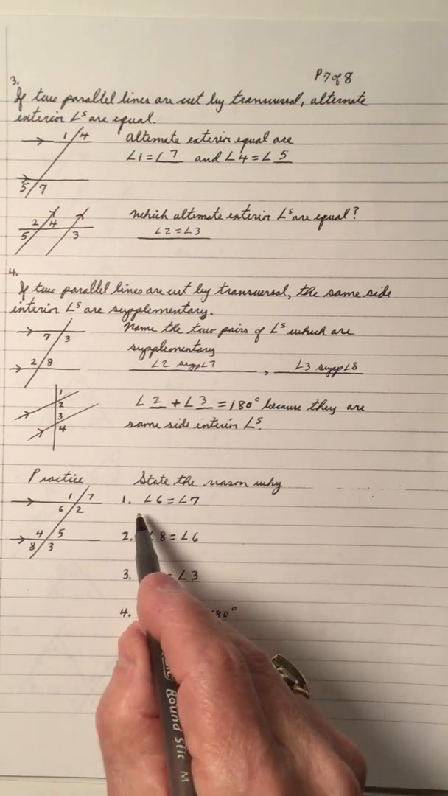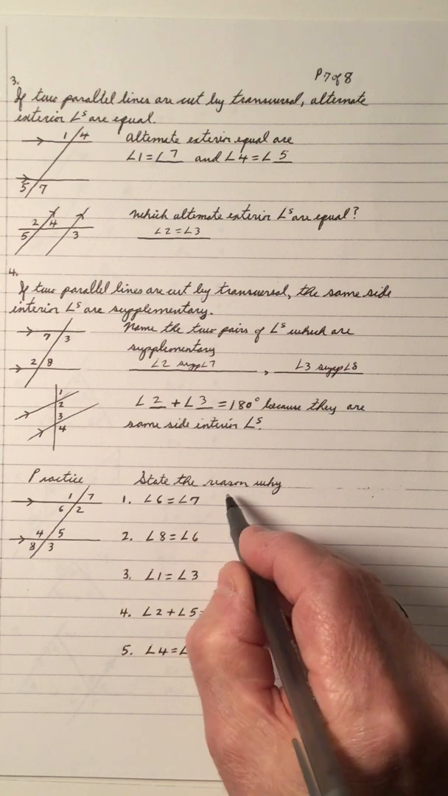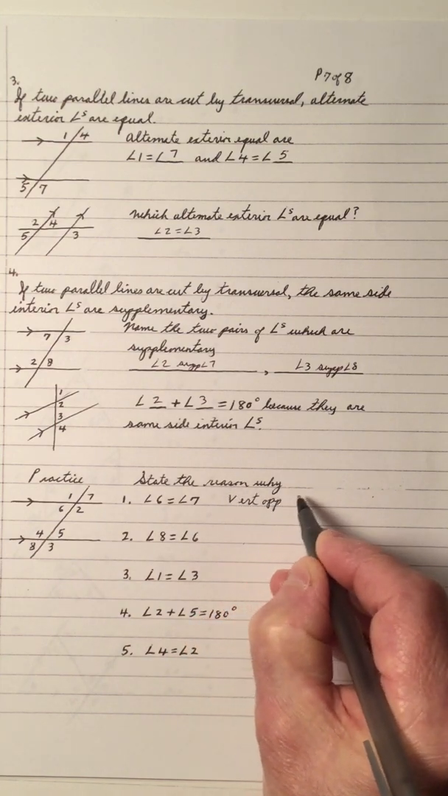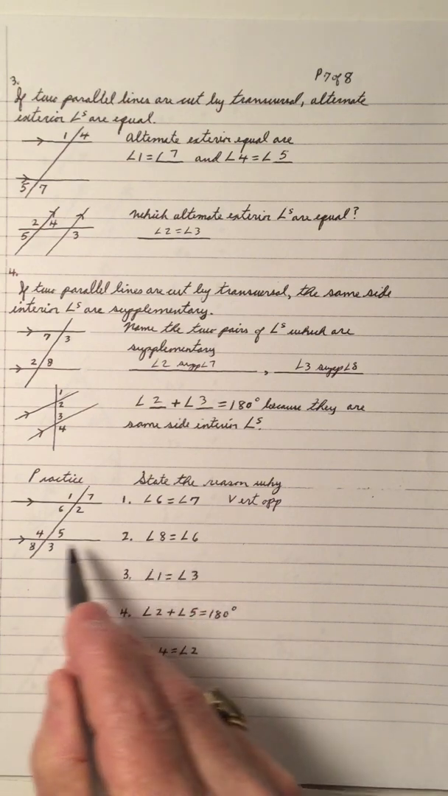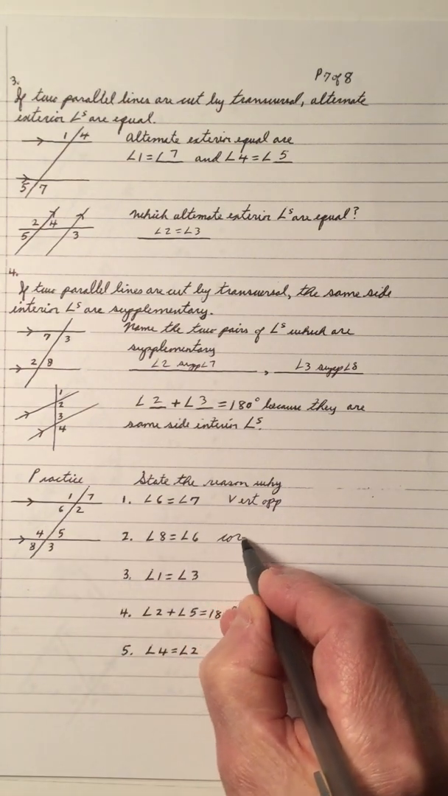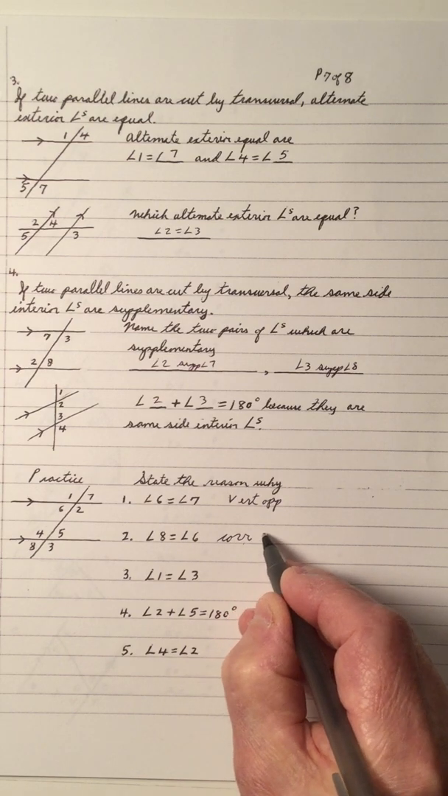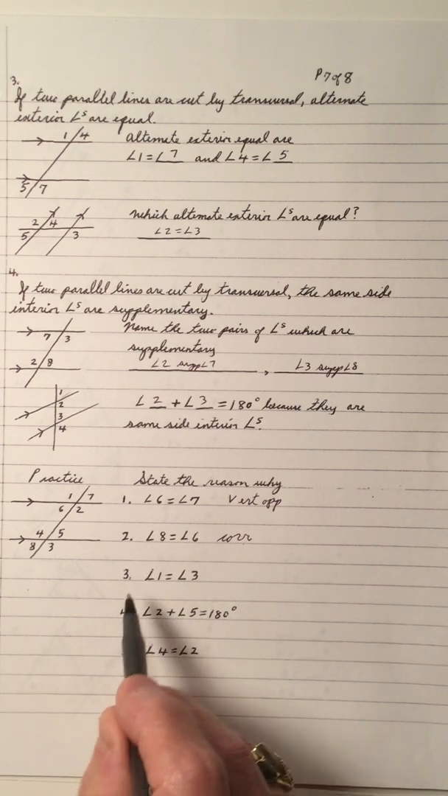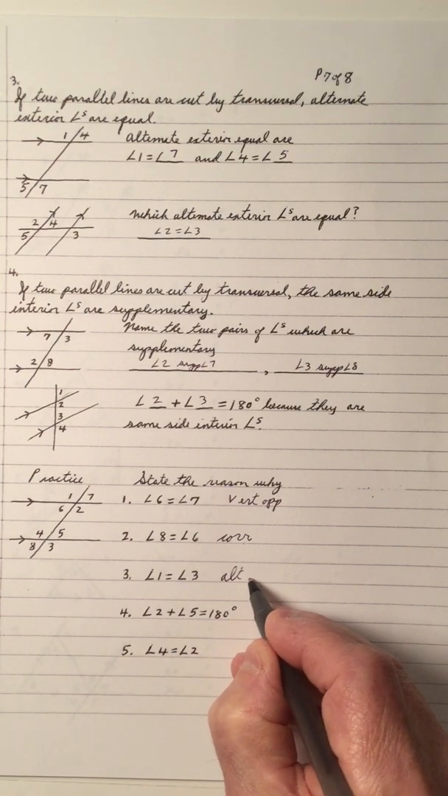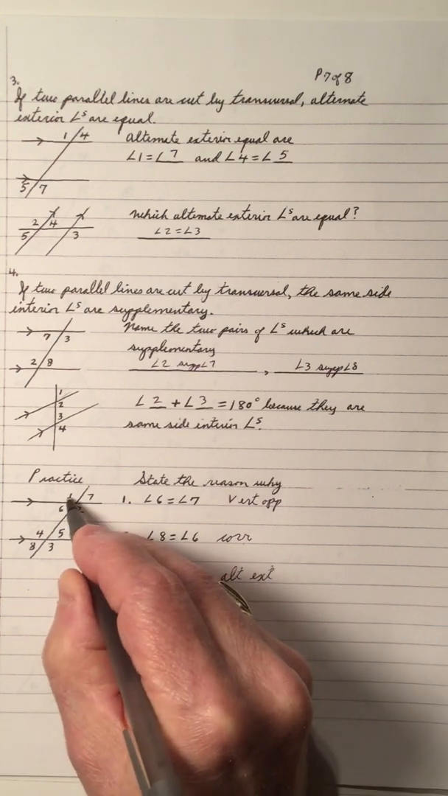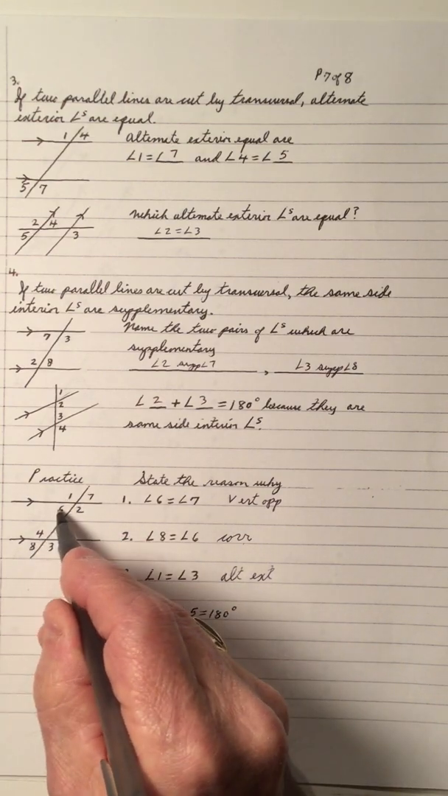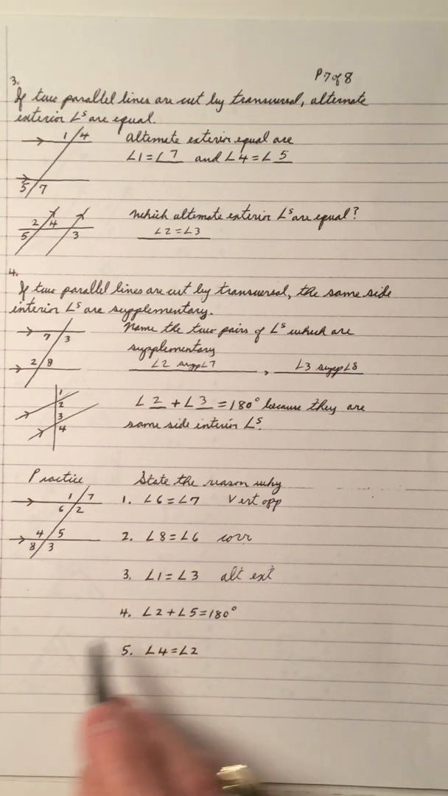Practice. State the reason why 6 is equal to 7: because of vertically opposite angles. Why is 8 equal to 6? Because they're corresponding angles. Why is 1 equal to 3? Because they're alternate exterior. 8 and 6 are interior exterior.